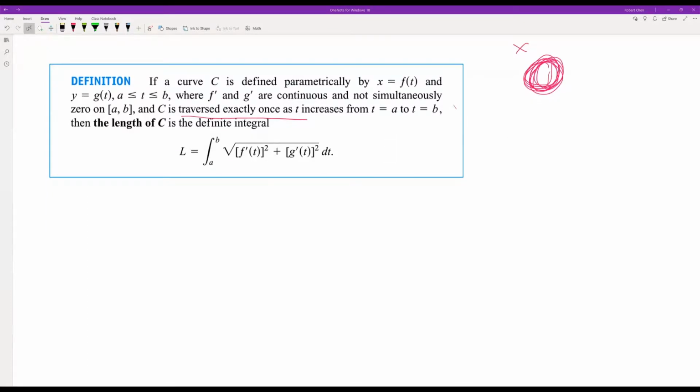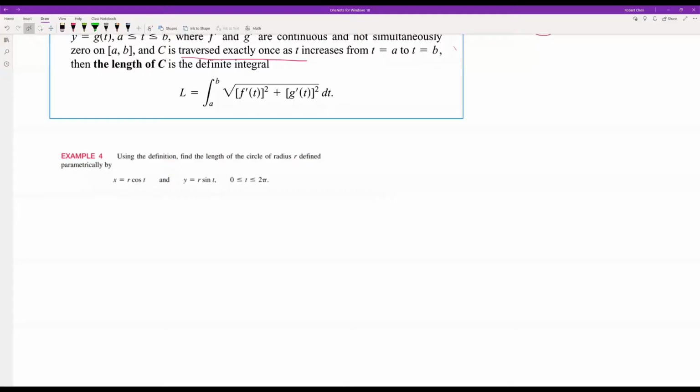All right, so let's look at our first example. Let's start with something simple. Using the definition, find the length of the circle of radius r defined parametrically by this set. Basically, we want to just find the circumference of the circle, and let's see if we get the same thing as what we have done. So t goes from 0 to 2 pi. So the length is going to be equal to the integral from 0 to 2 pi, and then the formula, square root.